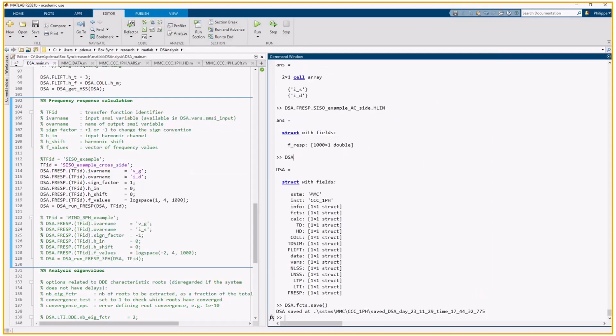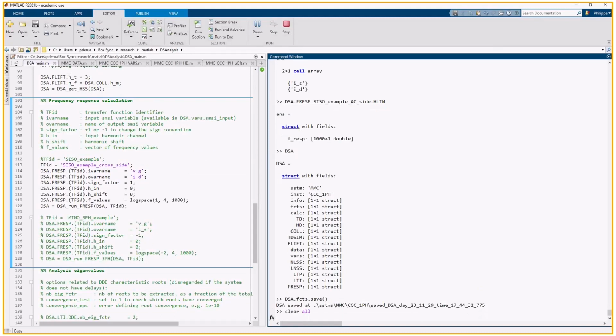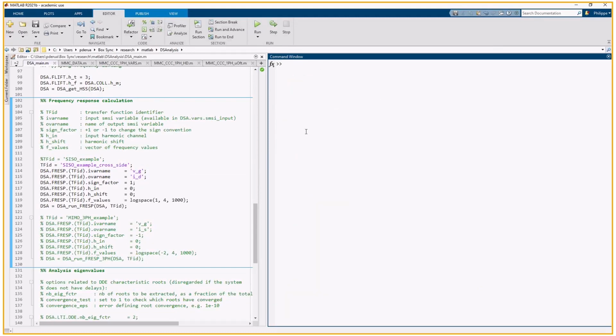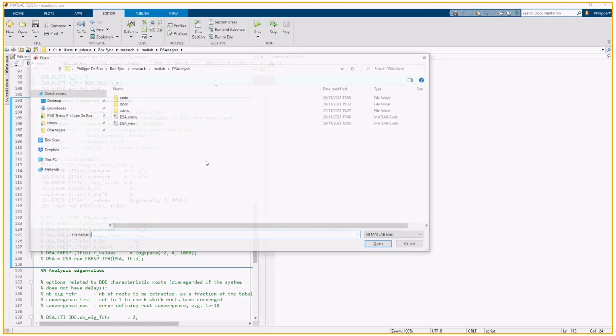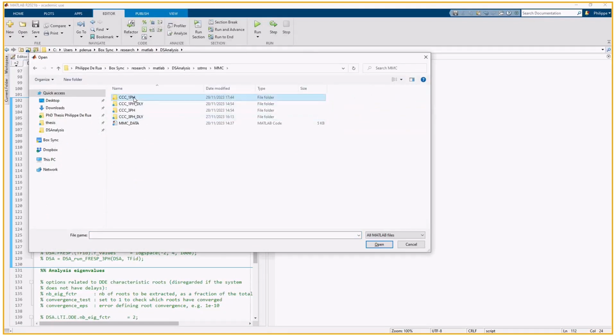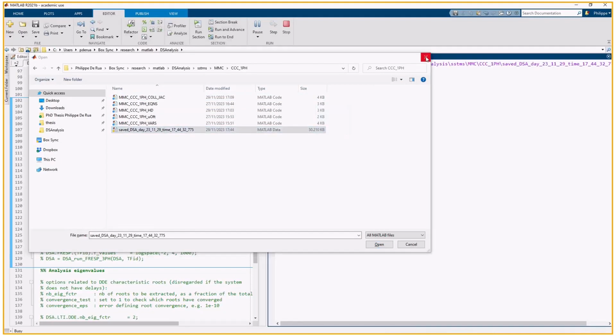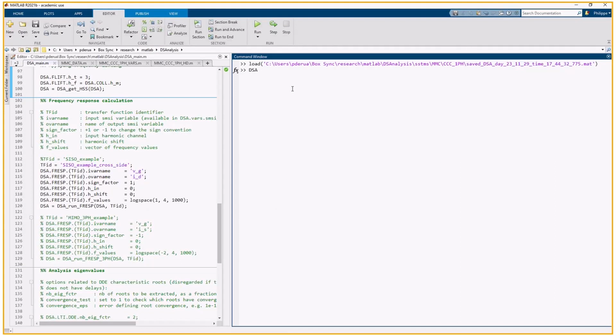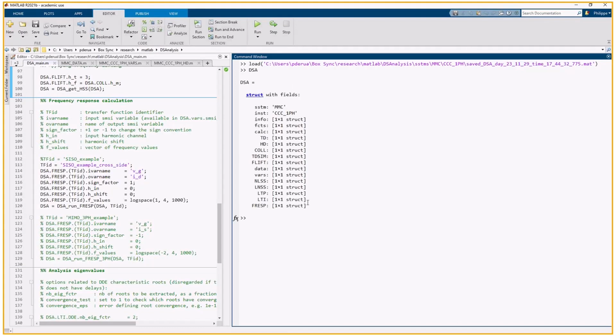Let's say if I clear all, well, technically I have lost all my calculations, but luckily I have saved my structure, so I can go to my system, MMC, my particular instance, and I import all the data. There we are, it has loaded, and I have again access to all the calculations that I've done earlier.